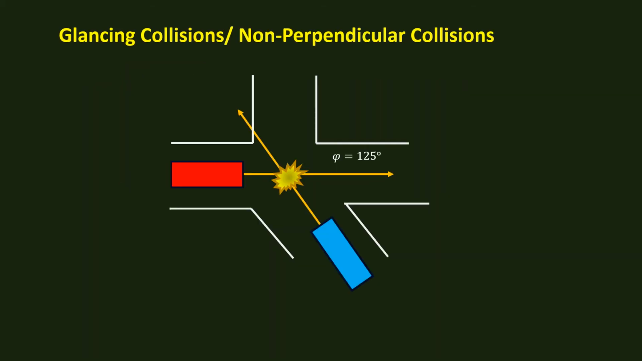Okay. Now we're going to do examples, but let's now talk about the non-perpendicular or off-axis collision. We have a phi of 125 degrees. What is this telling us? Well, this is telling us that the angle from the positive x-axis is 125 degrees. And then we have our collision. This is inelastic, so both vehicles will stick together as one velocity.